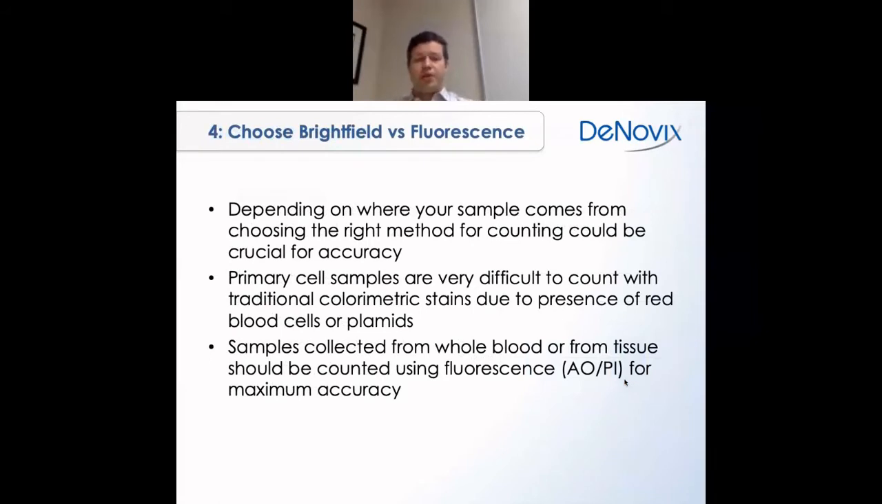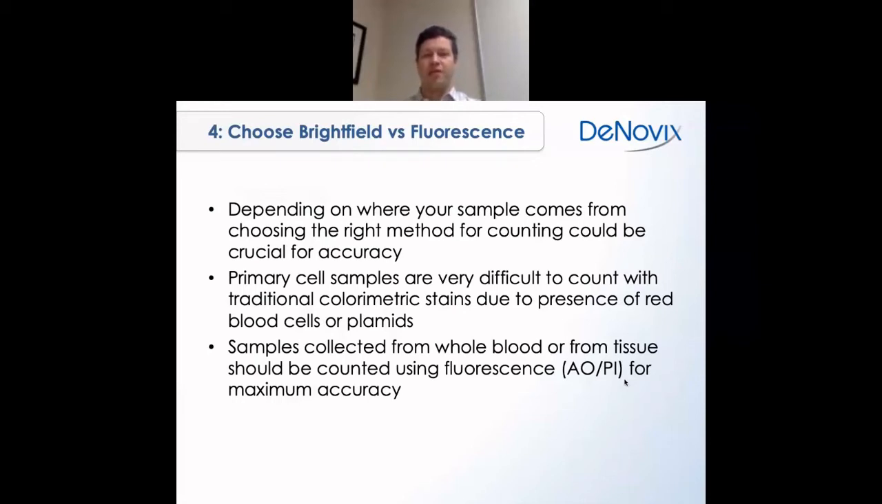Okay, tip number 4, making sure that you choose the proper staining technique, bright field method versus fluorescence, for your live dead cell counting. Depending on where your sample is coming from, doing a bright field, so trypan blue, versus a fluorescent stain is really, really critical to make sure that you get an accurate count.